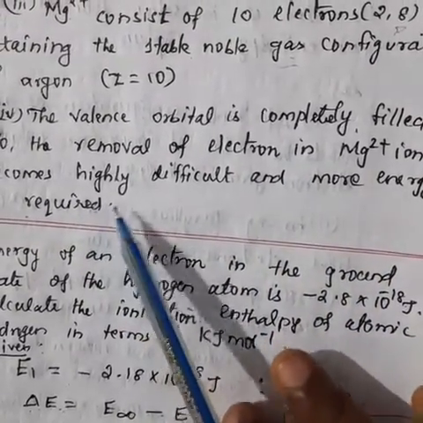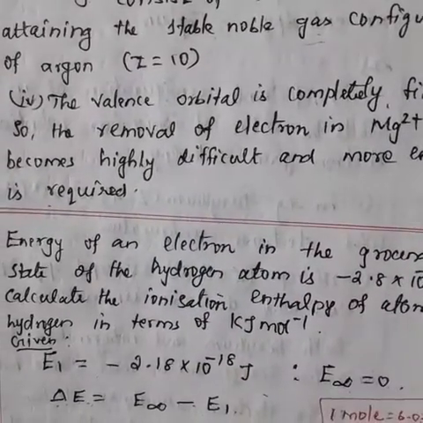And what about question 29? Define electronegativity. Page number 87.